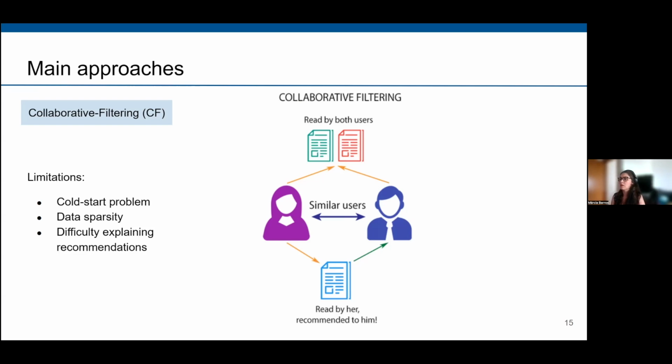Another limitation is data sparsity, but this is transversal to all recommendation approaches. We deal with a lot of sparse data. And sometimes it's difficult to explain the recommendations. Of course, if we use simple methods, we can always say that there are similar users that also like this item.